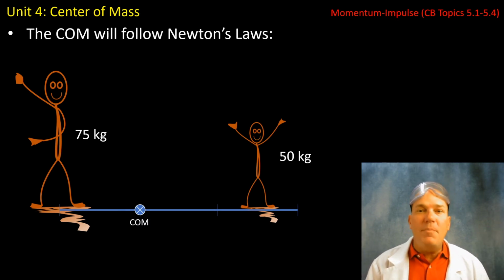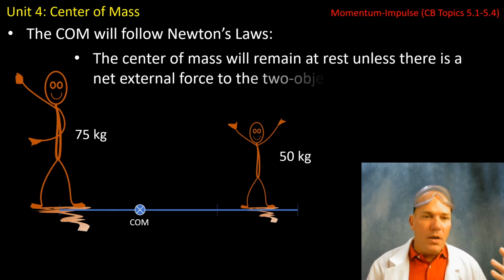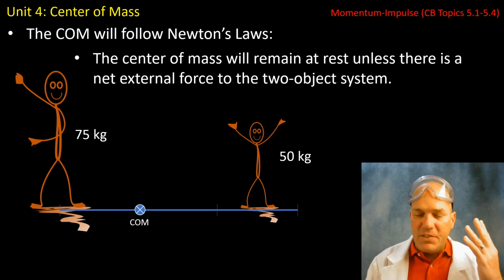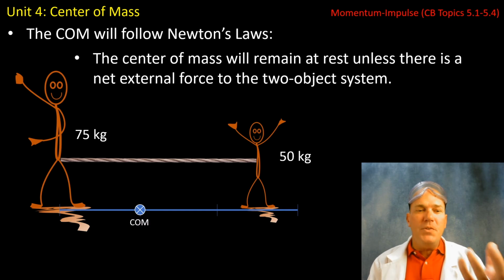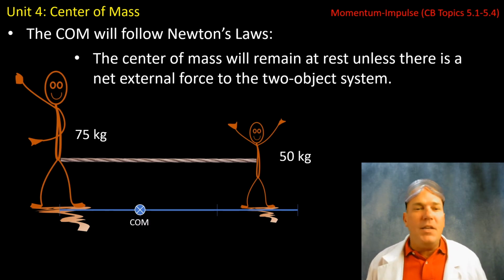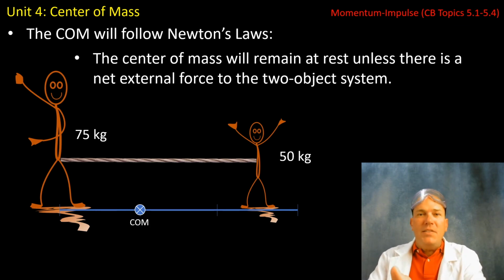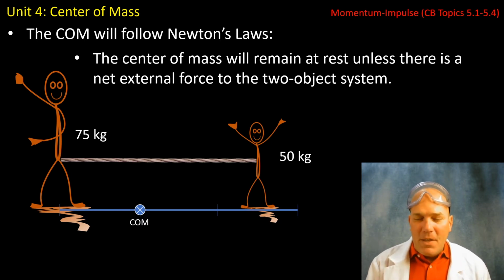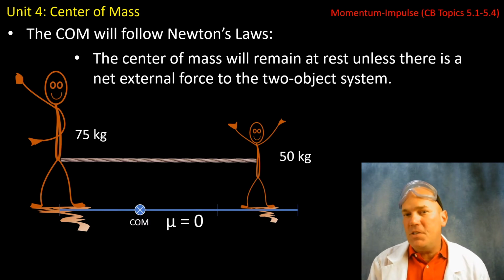Let me show you what I mean here. Stickman and Stickman's son are on an ice surface, so mu equals 0. They're going to use this rope to pull on each other, kind of like a tug of war. Stickman is going to basically move his stick son toward him. Again, we are on a frictionless surface, so the coefficient of friction is equal to 0.